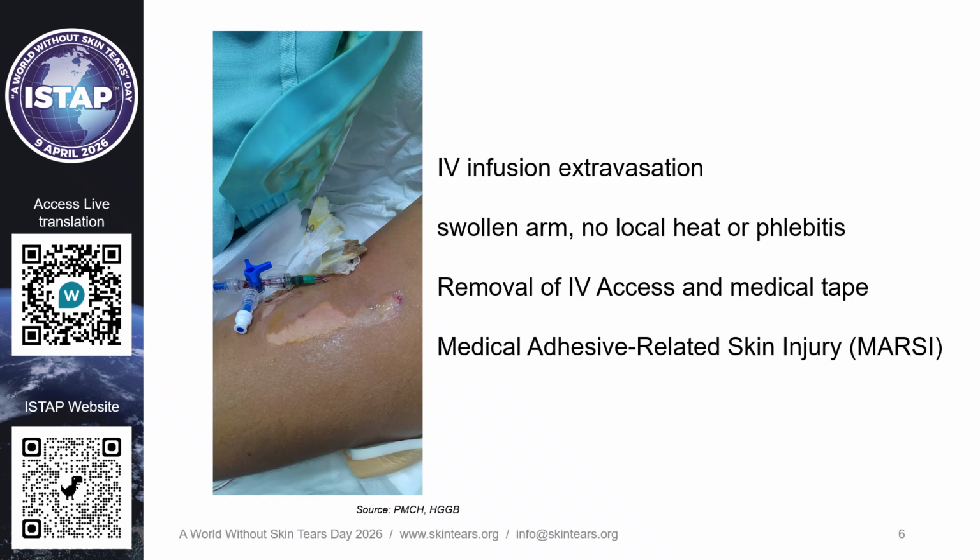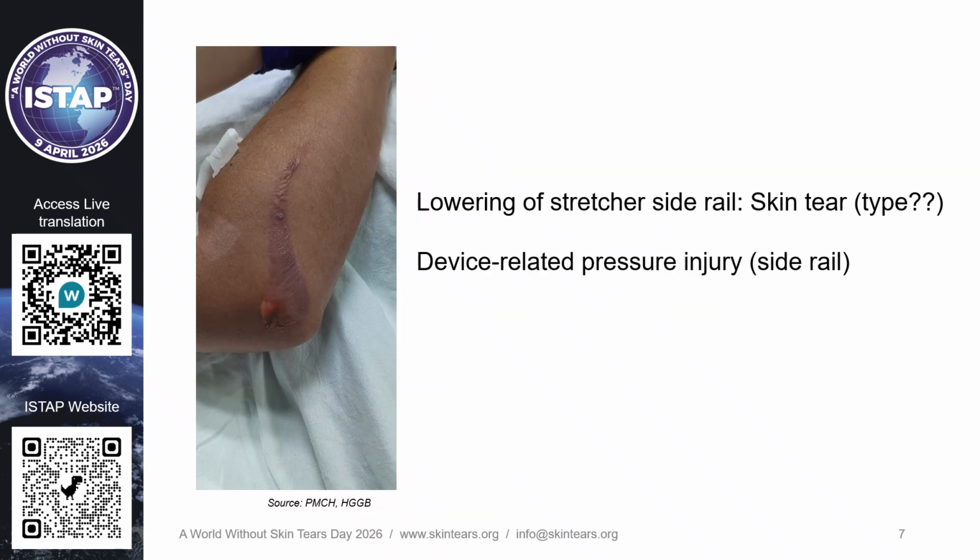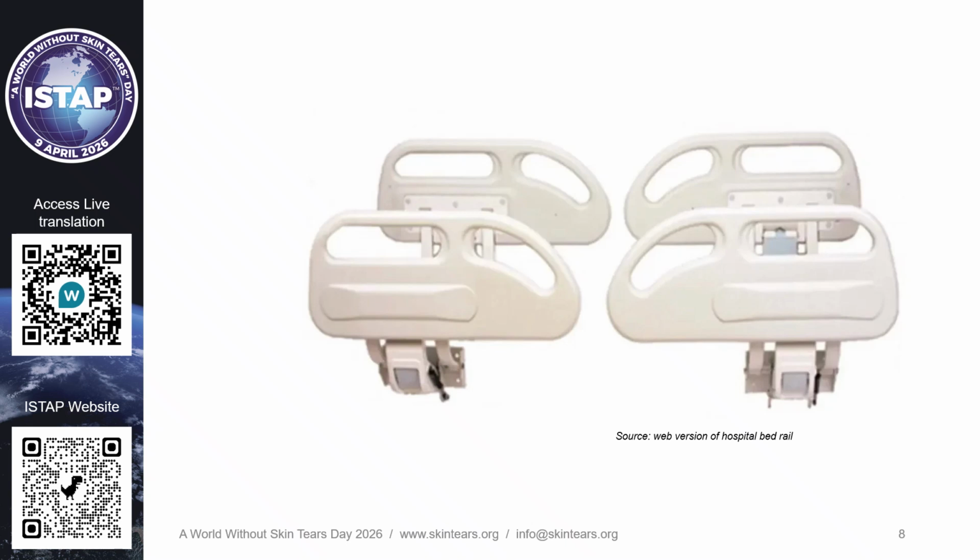In this image, we can observe the extravasation of the intravenous infusion with swelling of the arm, but without local heat or phlebitis, as well as a second lesion occurring above the removal of the medical tape, a MARSI. This image illustrates the device-related injury, showing the imprint of the bed rail, along with the skin tear located in the lower third of the lesion. This general image shows the bed rail of the unit leaving a visible mark on the patient's skin.